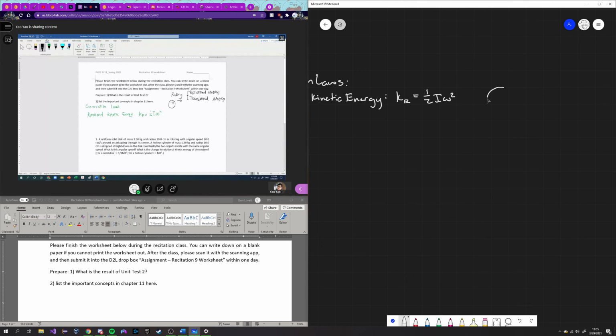And that's why if we have a rolling object, and you want to calculate the kinetic energy here, you must include the kinetic energy from the rotational motion, which is half I times omega squared, plus the kinetic energy obtained from the translational motion, which equals half mv squared.